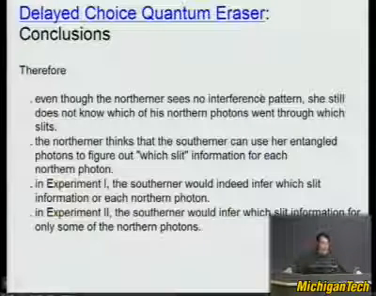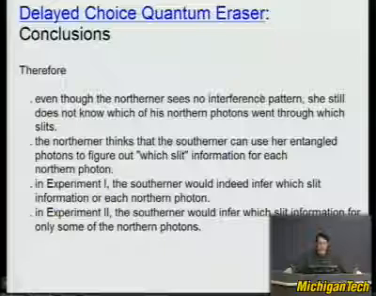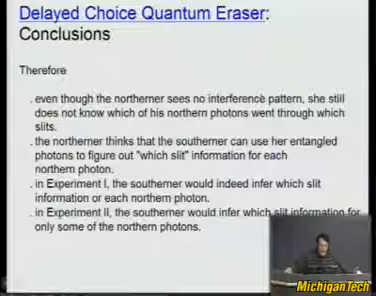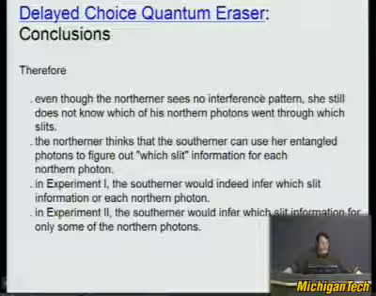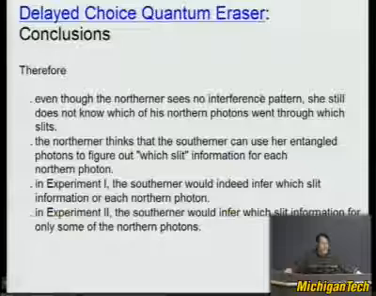That photon went through the top slit, next photon went through the bottom slit, top slit, bottom slit, top slit, bottom slit, bottom slit. The southerner knows all in experiment 1. But in experiment 2, the southerner would infer which-slit information for only some of the northern photons. Therefore, some of the northern photons, the southerner says, went through both slits. So what happens in the northern experiments depends on what happened in the southern experiment.